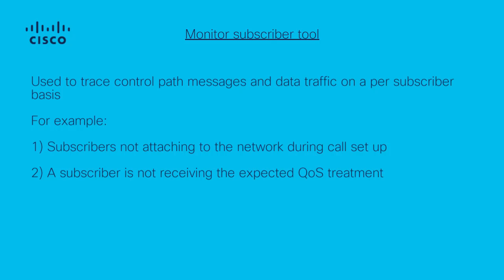For example, if you have subscribers not attaching to the network during call setup, you could use the Monitor Subscriber tool to see the exact messages that are sent to a PDN gateway. Or, say that you have a subscriber that is attaching to a network but not receiving the exact QoS treatment that you expect, you could use the Monitor Subscriber tool to see the control messages that are being sent between entities as well as the indicators of the QoS parameters for that subscriber. In either of these scenarios, we can trace a specific subscriber's control or data traffic as it crosses a specified interface and see the information that is exchanged.